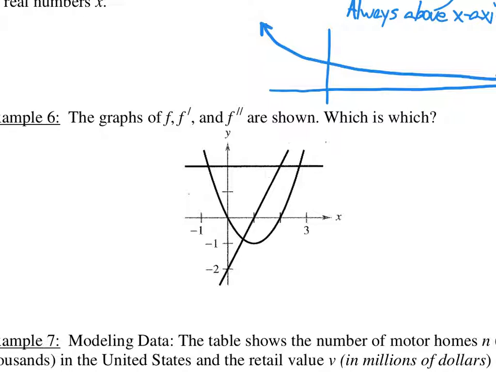So this is going to be something with an x squared. Then this has some kind of a linear function. And then this is just a constant. So the constant, that's going to be the f double prime. The line is f prime, and the parabola is f. Okay? Good job.